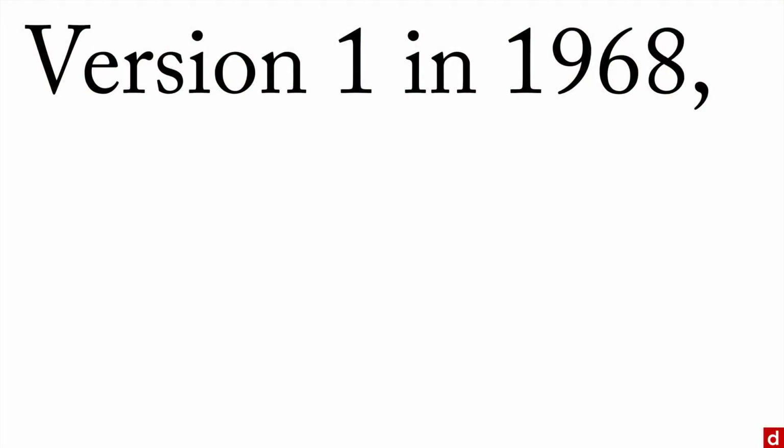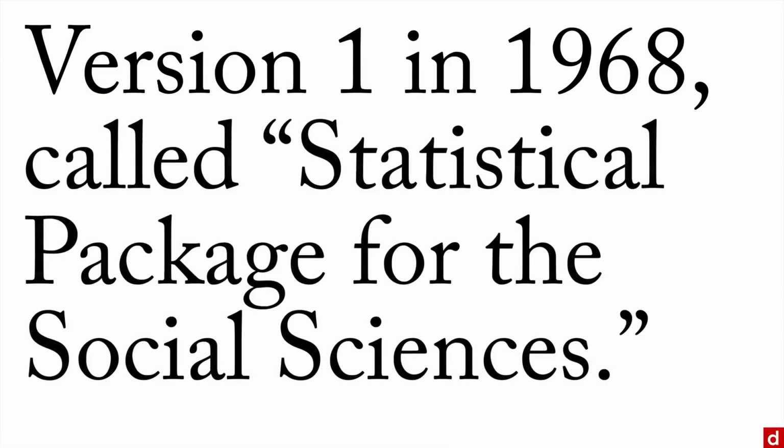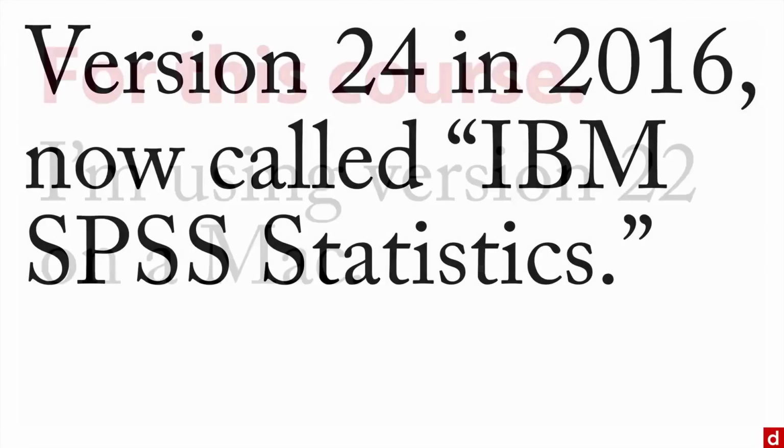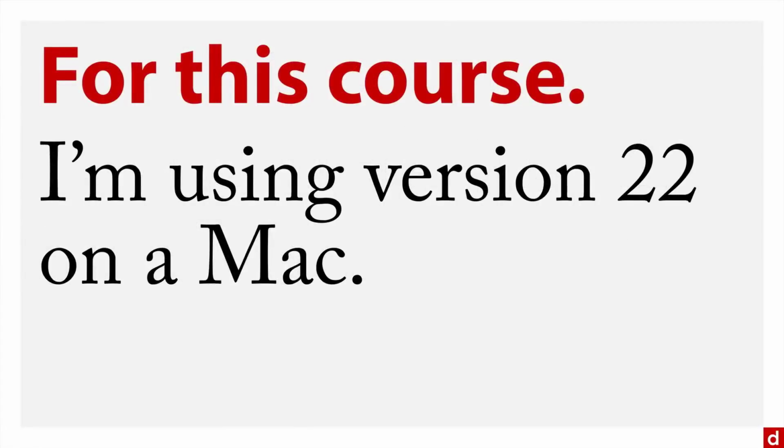Version 1 came out in 1968, and at that point it was called Statistical Package for the Social Sciences, SPSS. Version 24 came out in 2016, and now it's called IBM SPSS Statistics. They act like SPSS doesn't stand for anything. Now, for this course, I'm using version 22 on a Macintosh computer. Fortunately, there haven't been any extraordinarily major changes between 22 and 24, and everything I'm going to show you in this course will work just fine in almost any other version of SPSS.